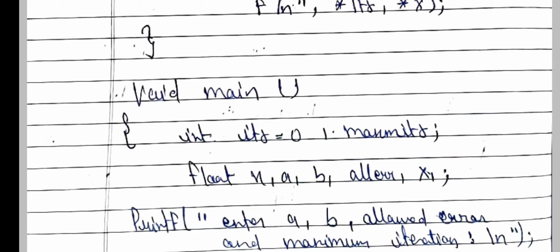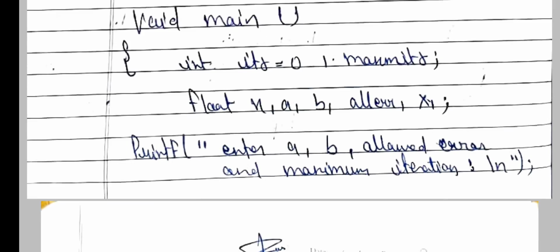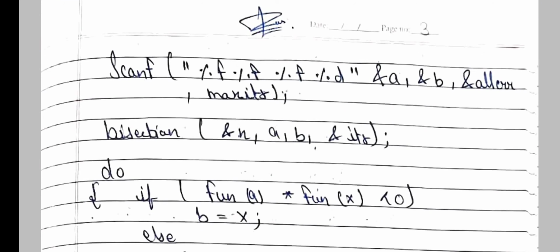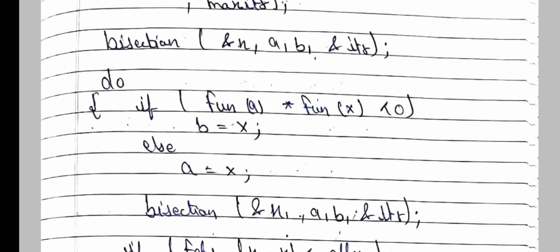The main function starts with the initialization of ITR equal to 0, and MITR, that is the maximum iteration. Then float type x, a, b, and error, that is the absolute error, and x1. Now we will get the values of a and b, and then we will execute the bisection, and we apply a do while loop. Here we have called the fun function with a and the fun function with x, and we check whether it is less than 0, then b will be equal to x, otherwise a will be equal to x.